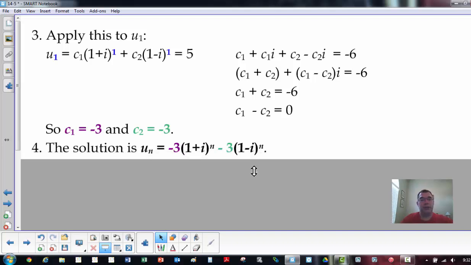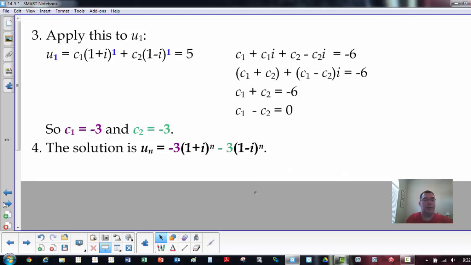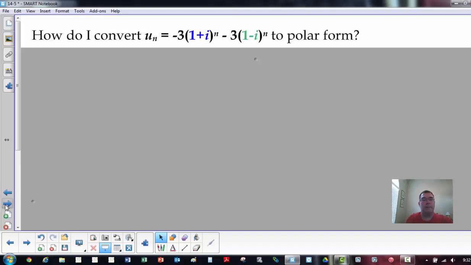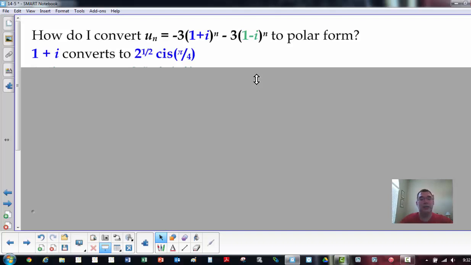And so now I can write my solution as negative 3 times i plus 1 to the n minus 3 times i minus 1 to the n. Okay. But if they were looking for polar coordinates, which is sometimes what you need to do with complex numbers, then I need to convert each individual part of it to polar. So 1 plus i, if you remember your polar form from last year, 1 plus i converts to the square root of 2 times cis pi over 4. And I use cis, it's a short form for cosine of pi over 4 plus i times the sine of pi over 4.